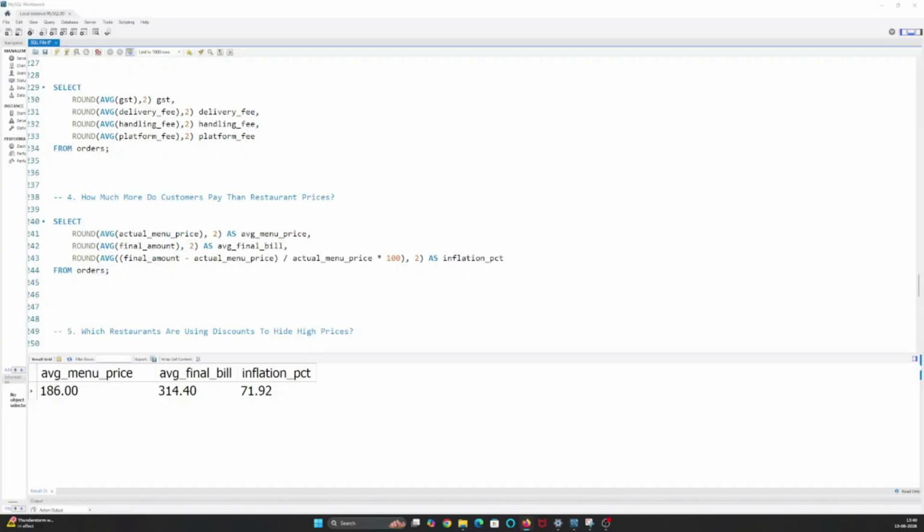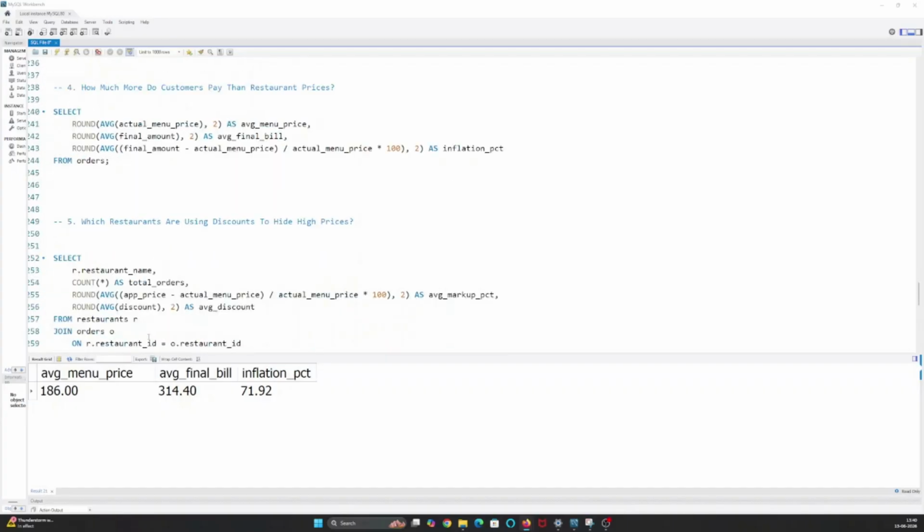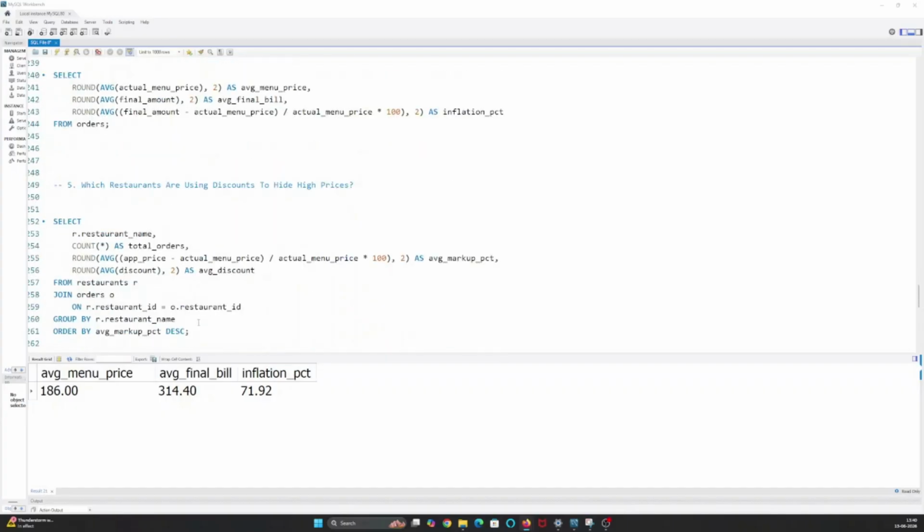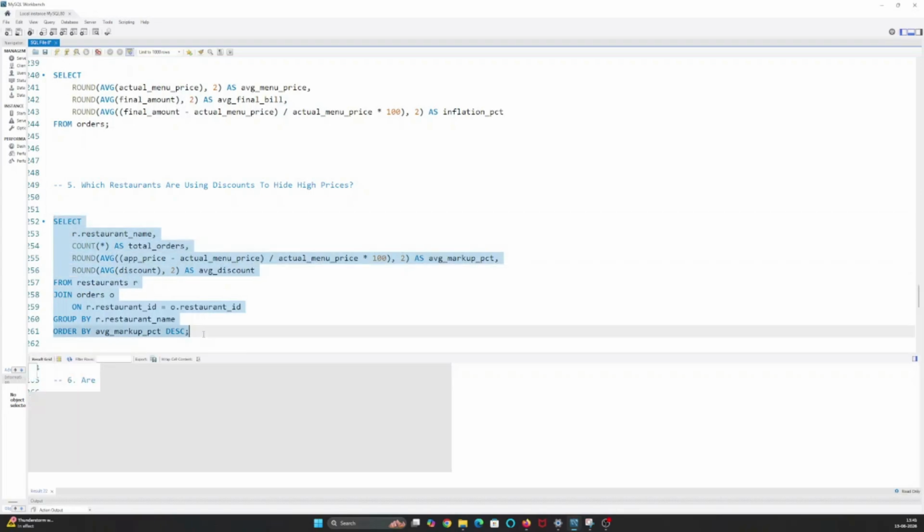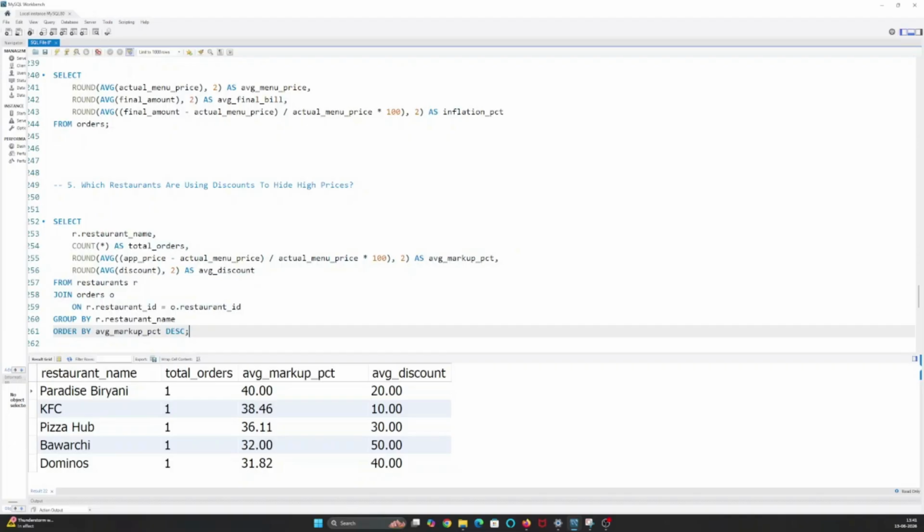Question 5. Which restaurants are using discounts to hide high prices? Now, here's a fascinating business strategy. Some restaurants offer large discounts that make consumers feel they are getting an amazing deal. But when we compare app prices against actual menu prices, we often find significant markups before the discount is even applied. In other words, the discount may be reducing a price that was already inflated.